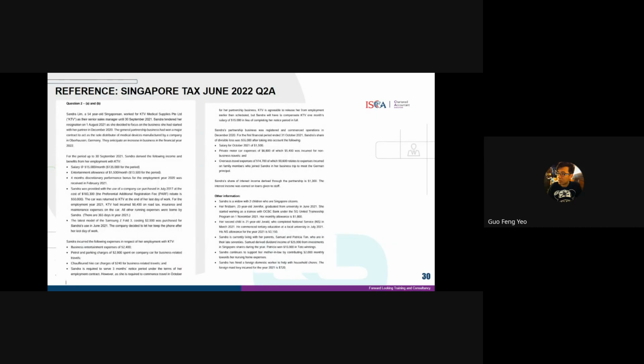All right, now I will move on to a work example to give you a little bit more practical guidance on how to deal with an exam question. This question is extracted from Singapore Tax June 2022 paper.